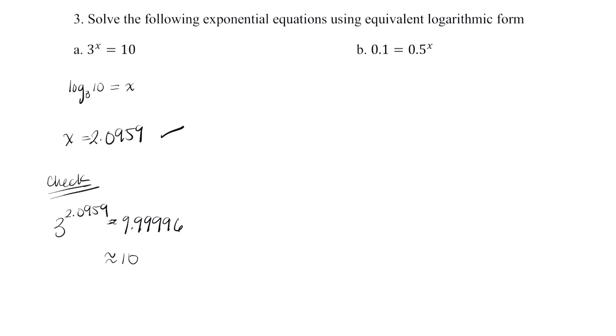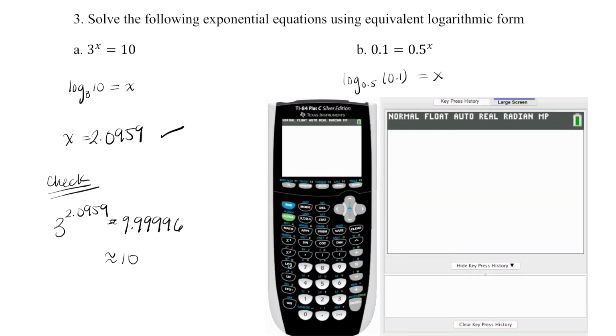Now for part B, let's start by rewriting this. So log base 0.5 and then a 0.1 in our parentheses is equal to x. So on your calculator, go ahead and type in log and then type in 0.1.